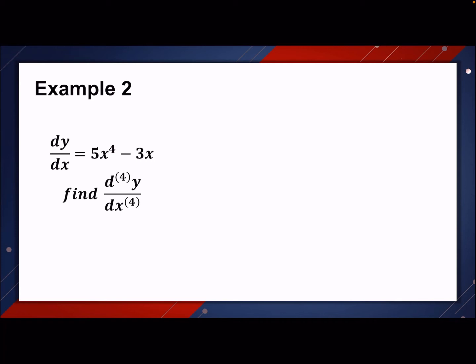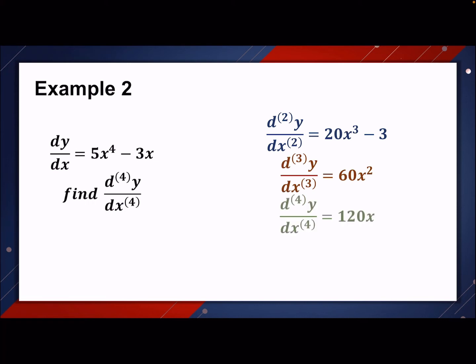Find the fourth derivative. First we find the second derivative is 20x cubed minus 3, and then the third derivative is 60x squared, and lastly we get the fourth derivative, 120x. So the answer is 120x.